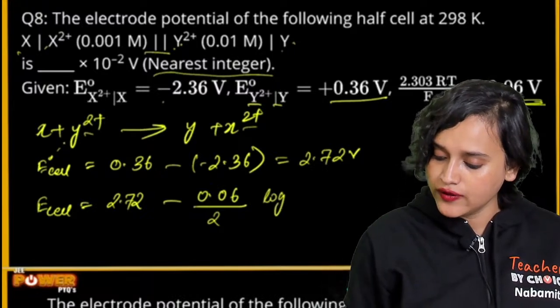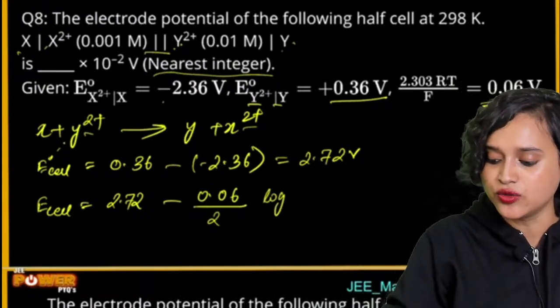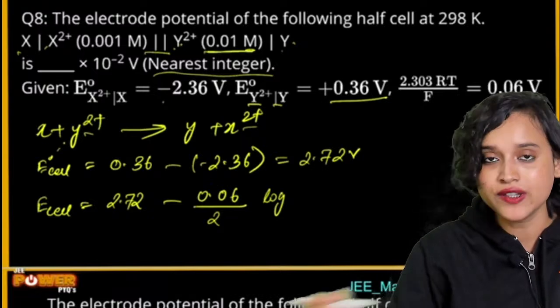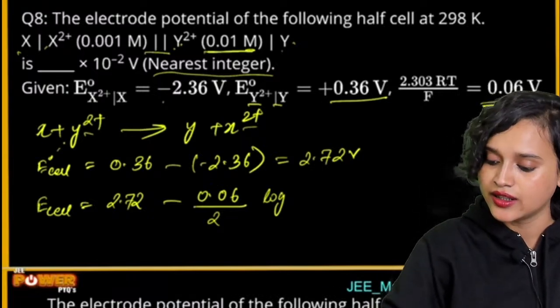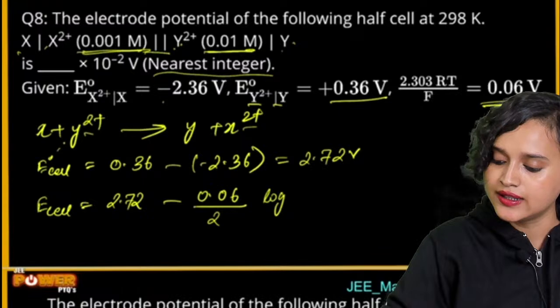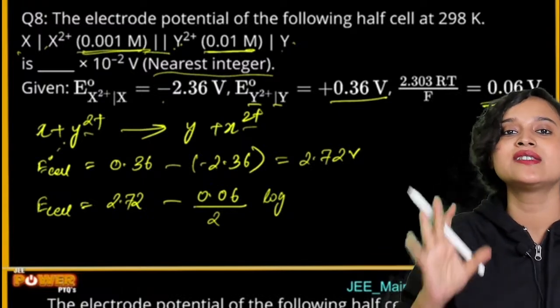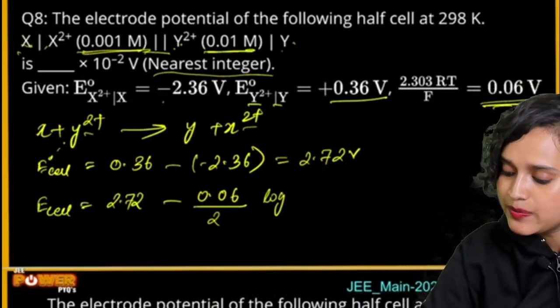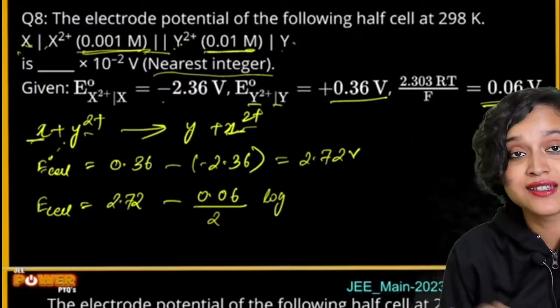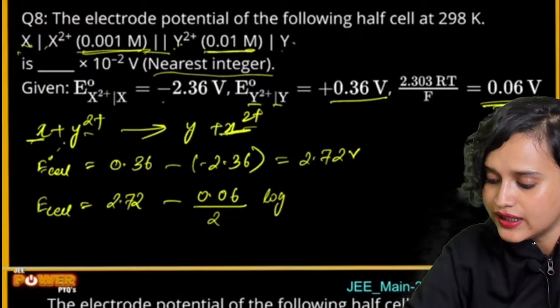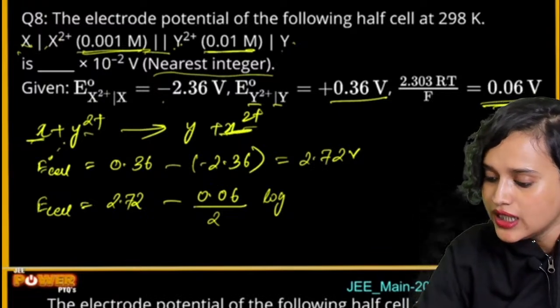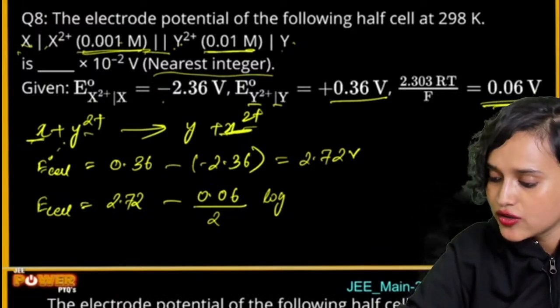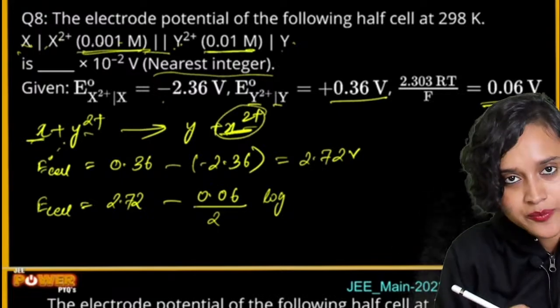Now log of what is given to you? Product 0.01. Reactant you have 0.001. Cannot even say product and reactant right here, because have a look. X to X2 plus, that means X to X2 plus. This is 0.001 molar. So this becomes your product.